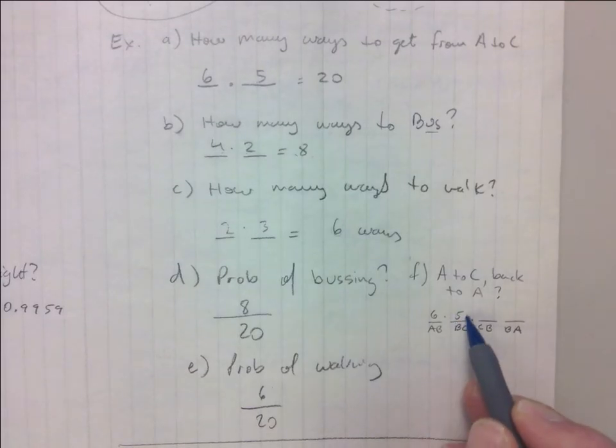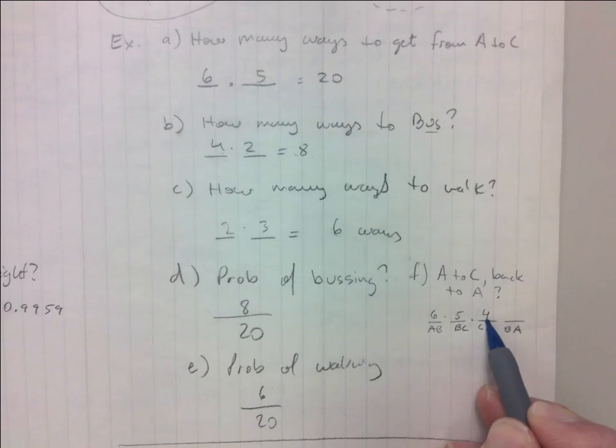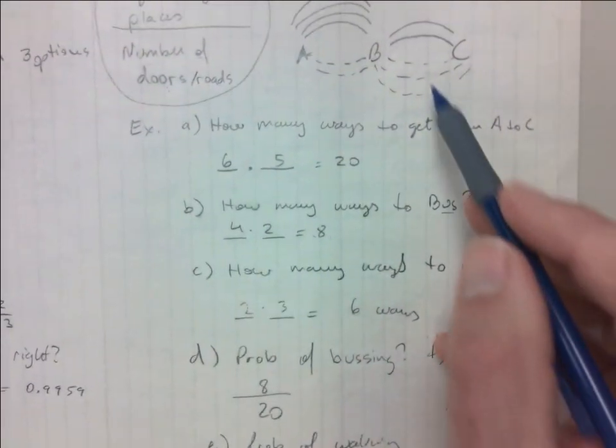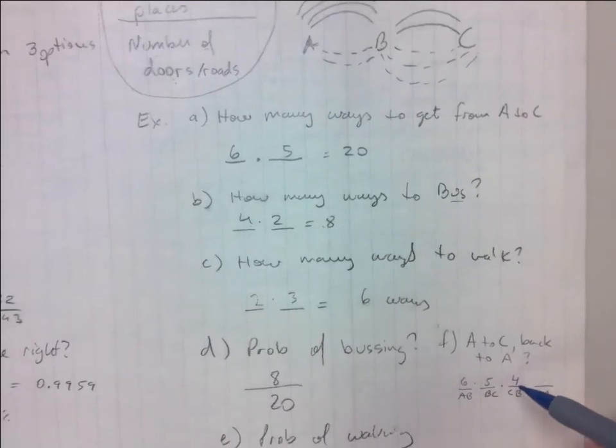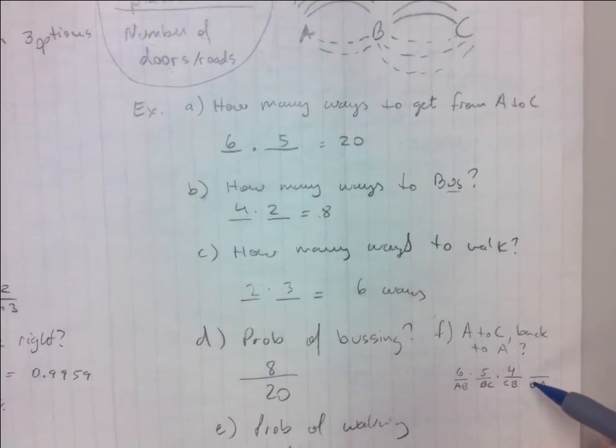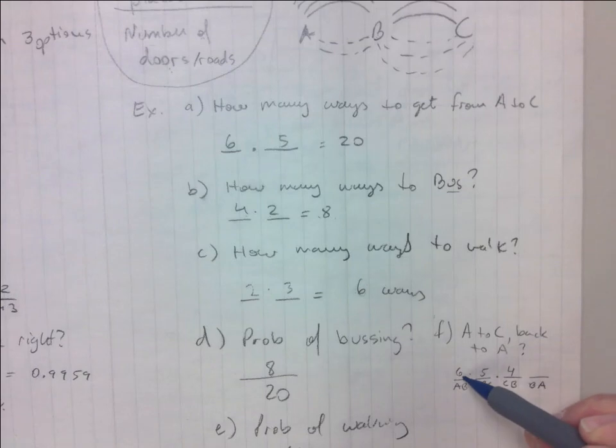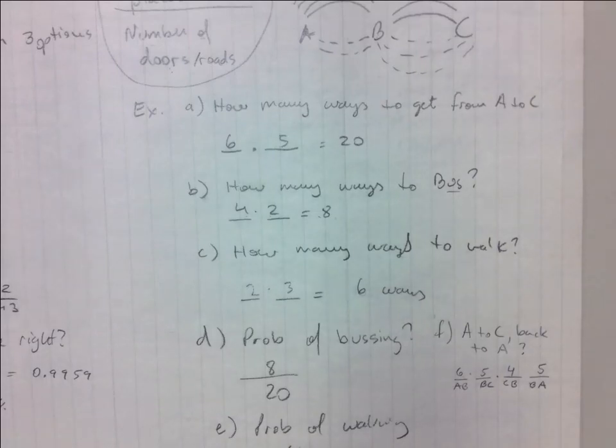So there used to be 5 ways, now you're down to 4, right? This stretch here, you had 5, but when you come back, you only have 4. And then from B to A, you used to have 6, now you're down to 5. So that's how you would do it if it's a round trip, okay?